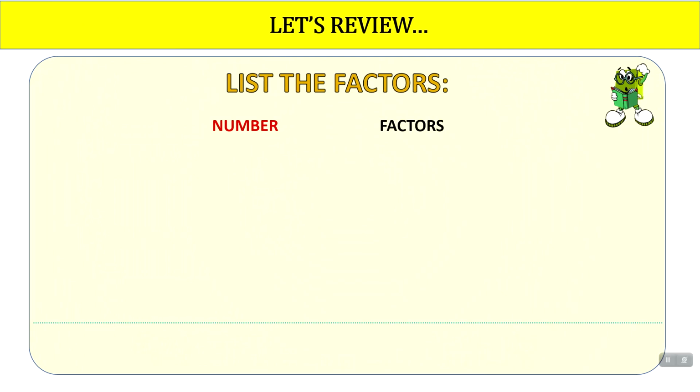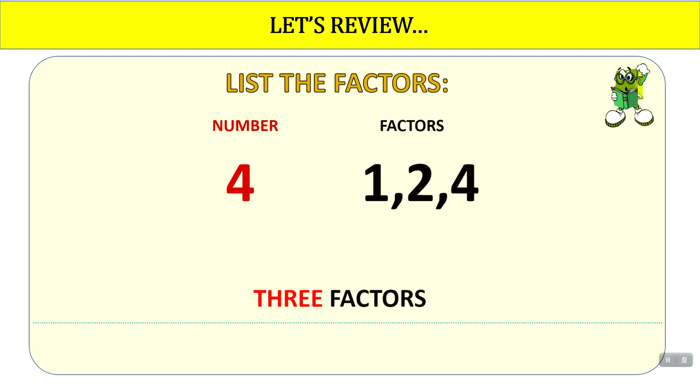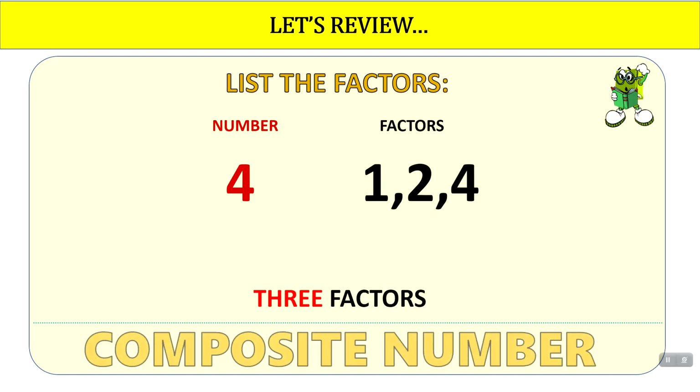Let's go to number 4. How can we get 4 through multiplication? We know 1 times 4 is 4, but we also know 2 times 2 is 4. And so the factors of 4 are 1, 2, and 4. And we can already see that is 3 factors, not 2. So that makes the number 4 a composite number and not a prime.